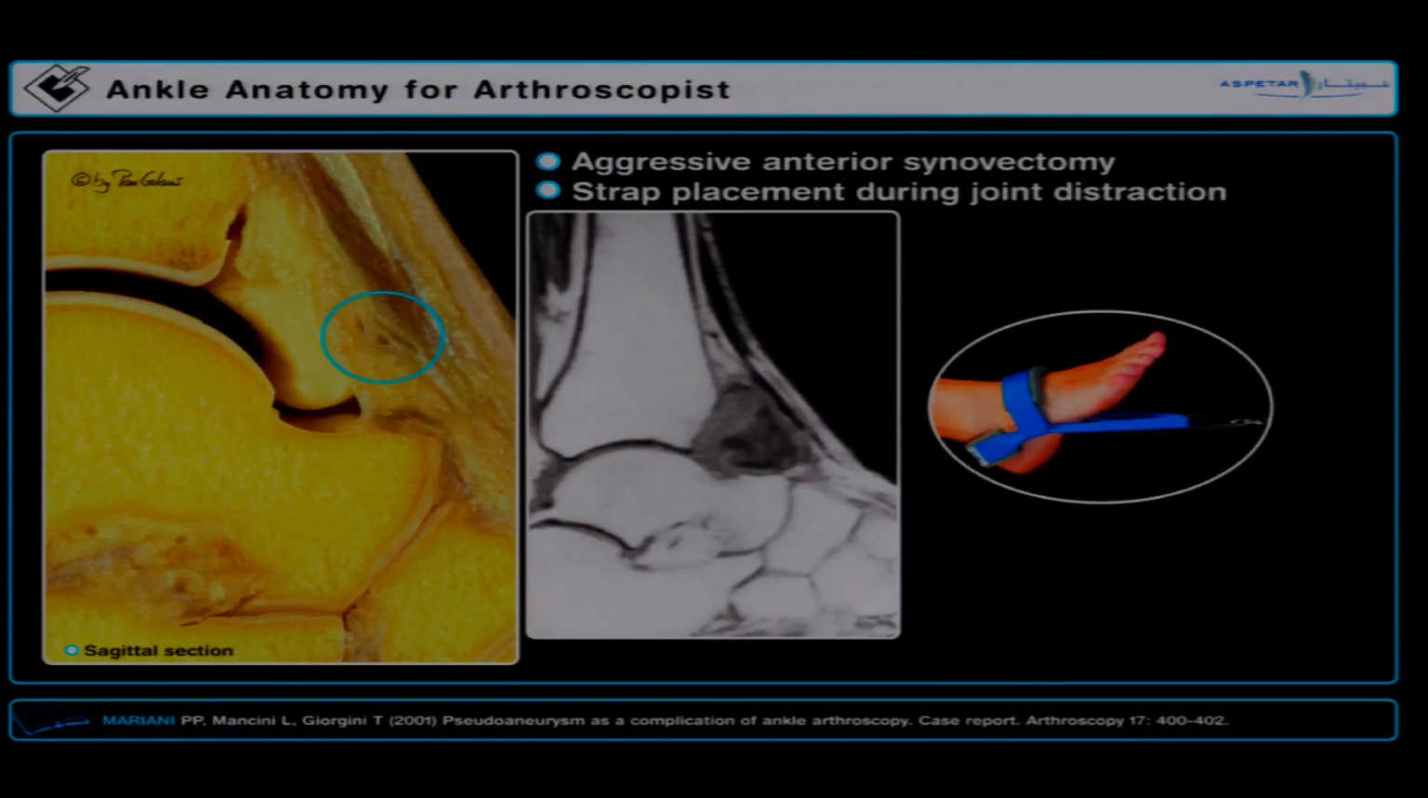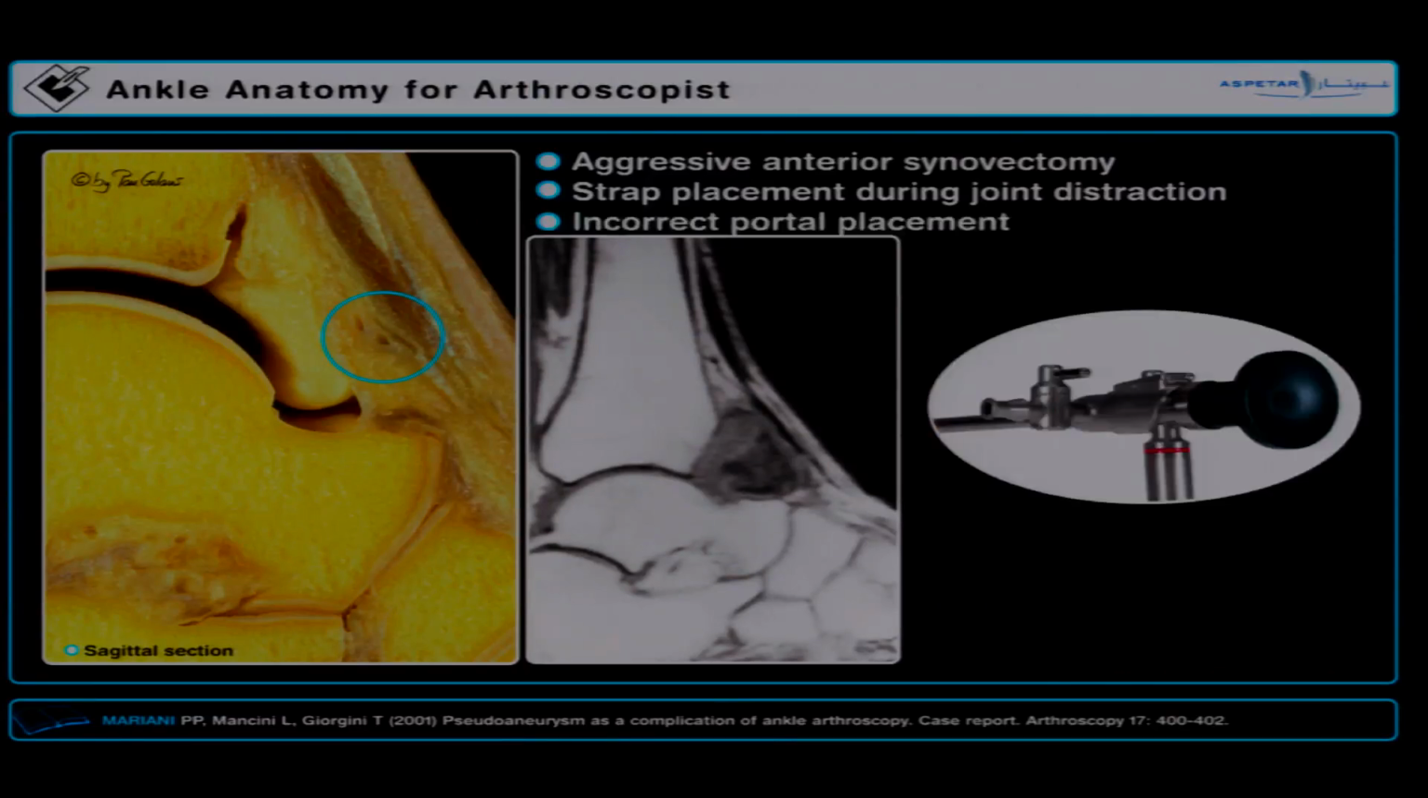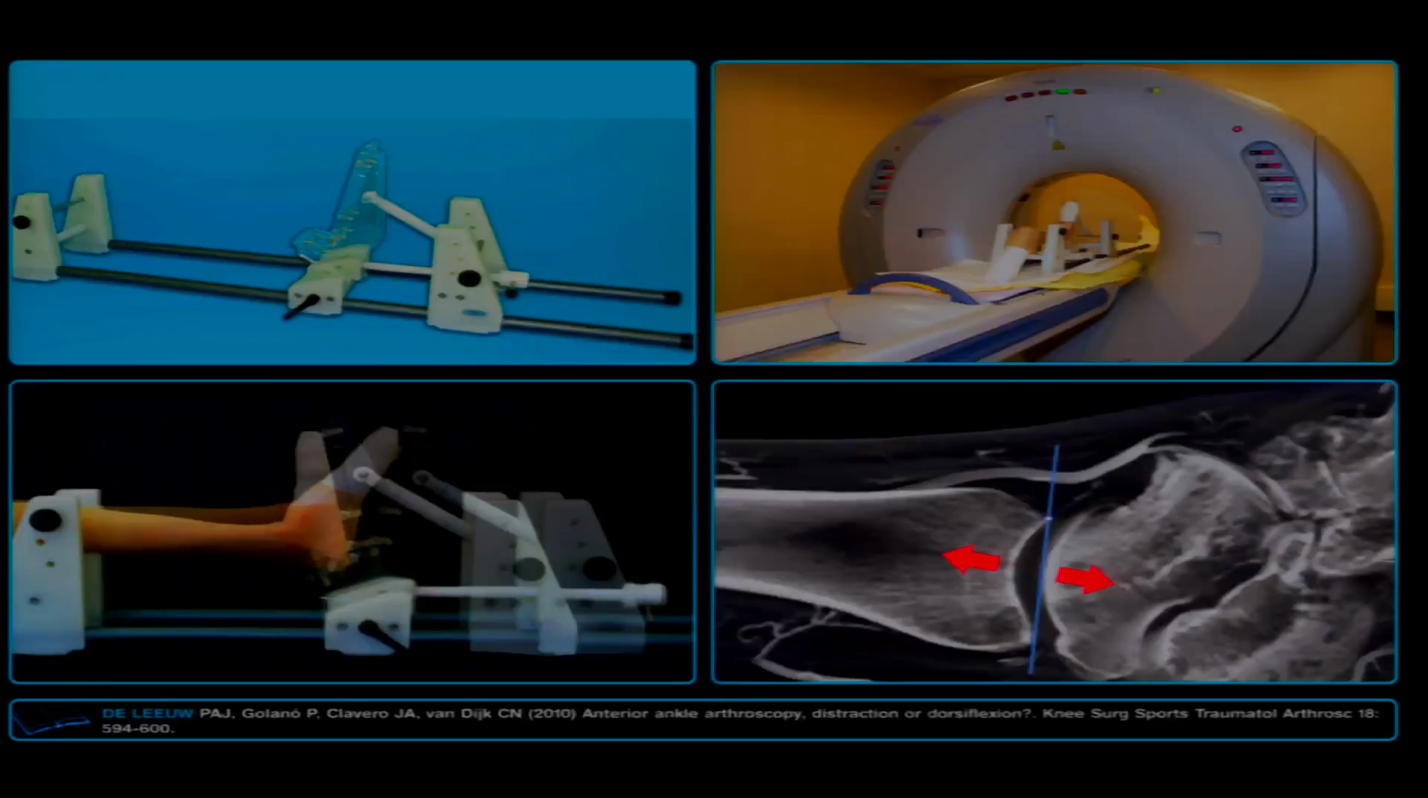Also, for the strap placement during the distraction, remember the distraction can last more than 1 hour, and also the incorrect portal placement. After these options, we hypothesize that in ankle dorsiflexion, the anterior neurovascular bundle will move away anterior to the ankle joint, whereas in ankle distraction, the anterior neurovascular bundle is pulled tight towards the joint, thereby decreasing the safe anterior working area.